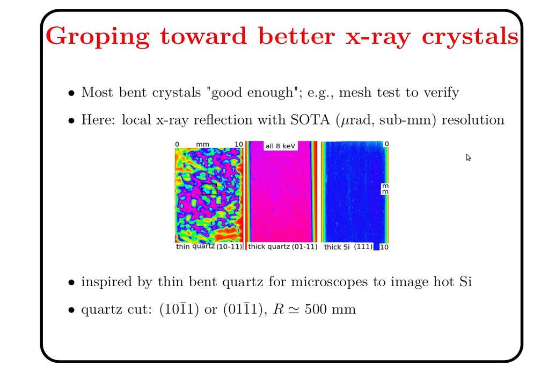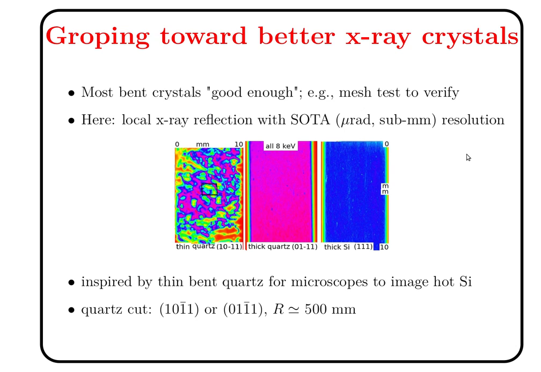Usually, or almost always, the microscopes are tested with X-rays and some kind of a mesh or something to see that they really work, and usually they work well enough. But here we are trying to do state-of-the-art measurements, microradian angular resolution and submillimeter spatial resolution, rather than integrated measurements as you might want to do if you were to measure a focal point or something like that.